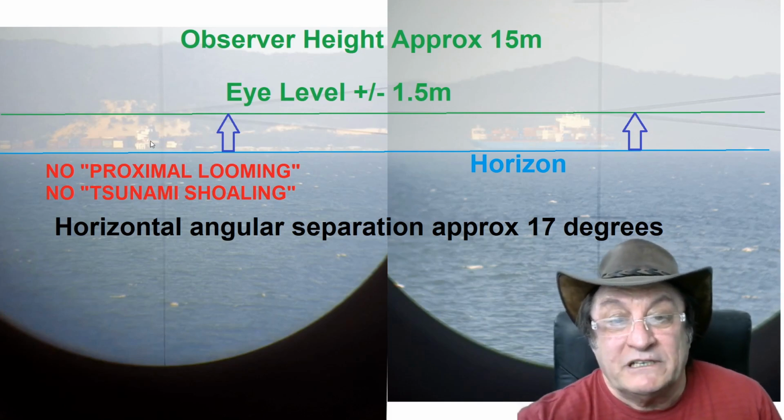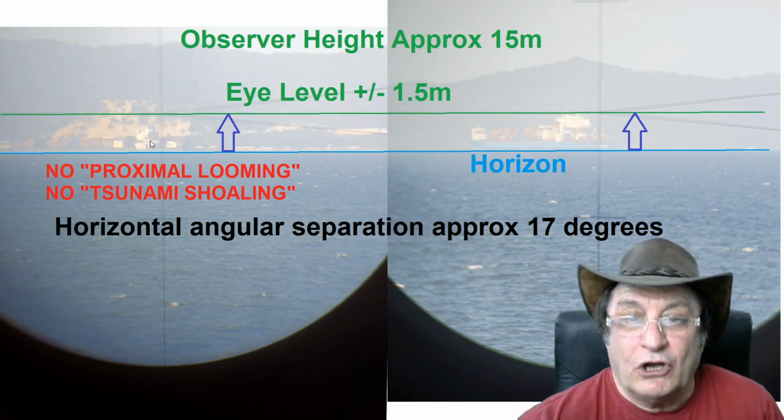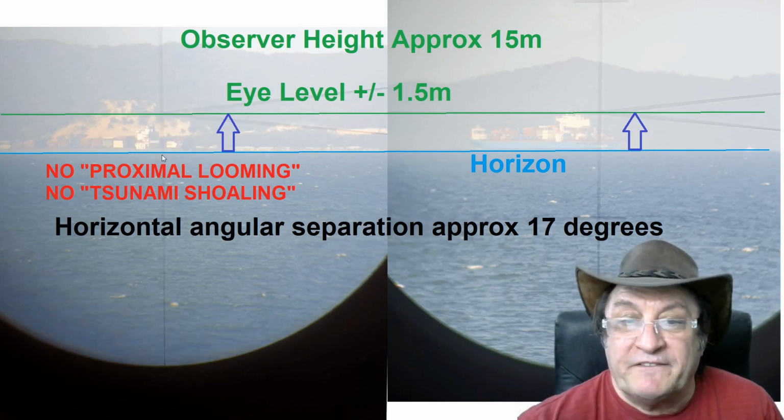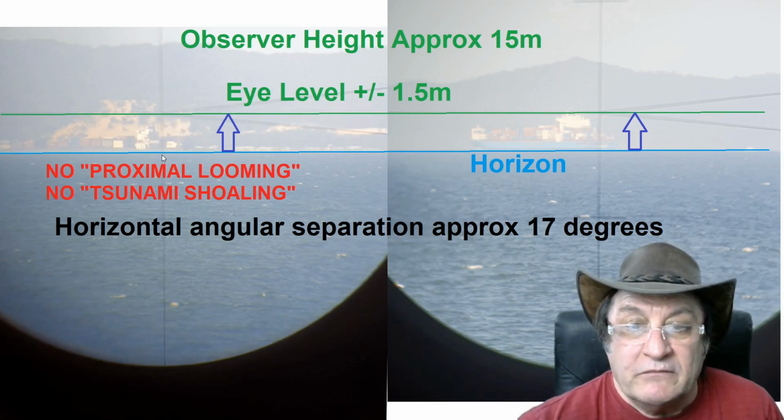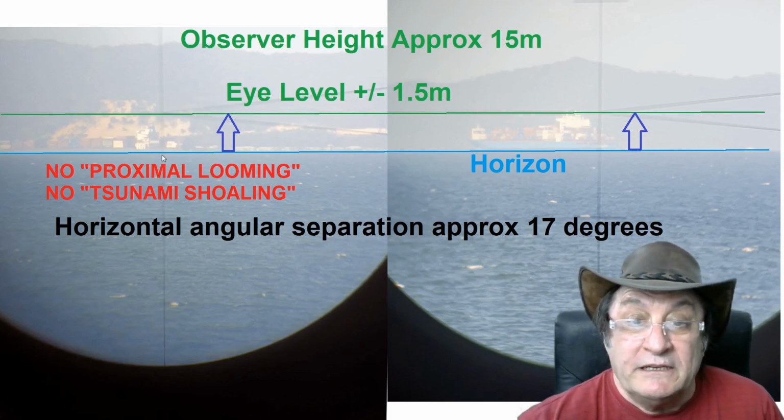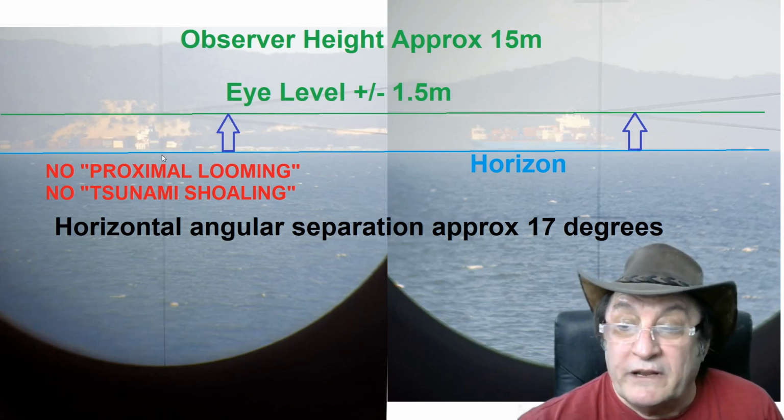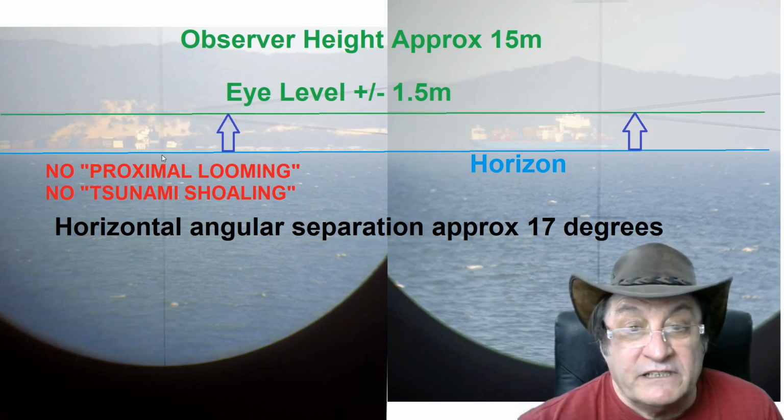I'll try and maintain composure here. Because of shoaling caused by some geographical features under the water that because of fluid dynamics, a hump will magically appear in the bay. Well, if that hump were to magically appear, it would manifest as a rise in the water level. No such rise in water level is evident. Between one observation and the next, they are 17 degrees apart. There's no rise in water level. No proximal looming, no tsunami shoaling.